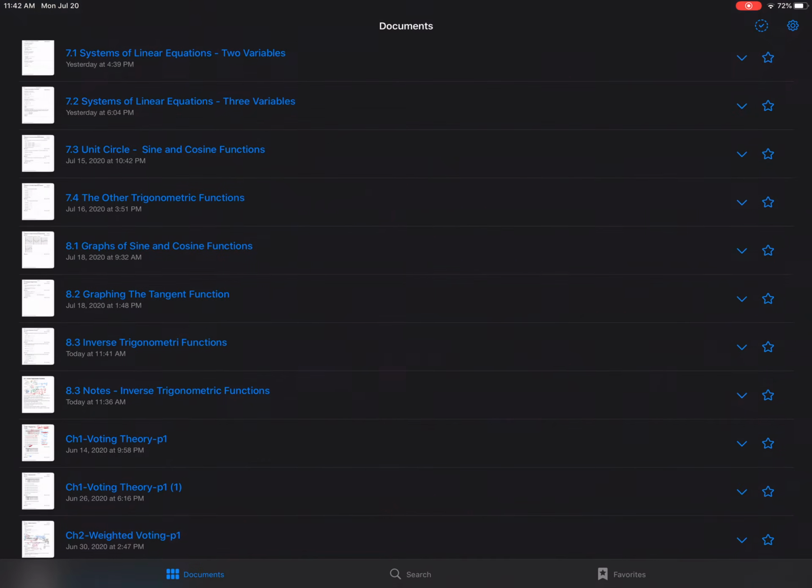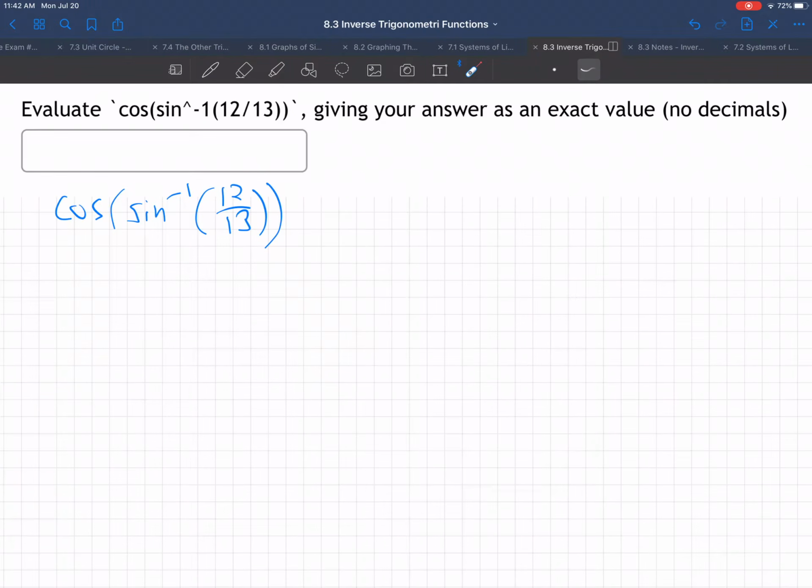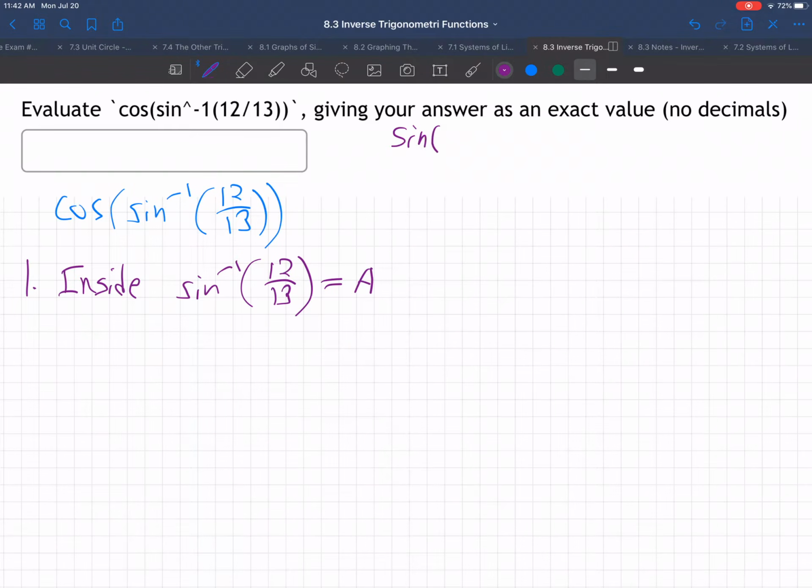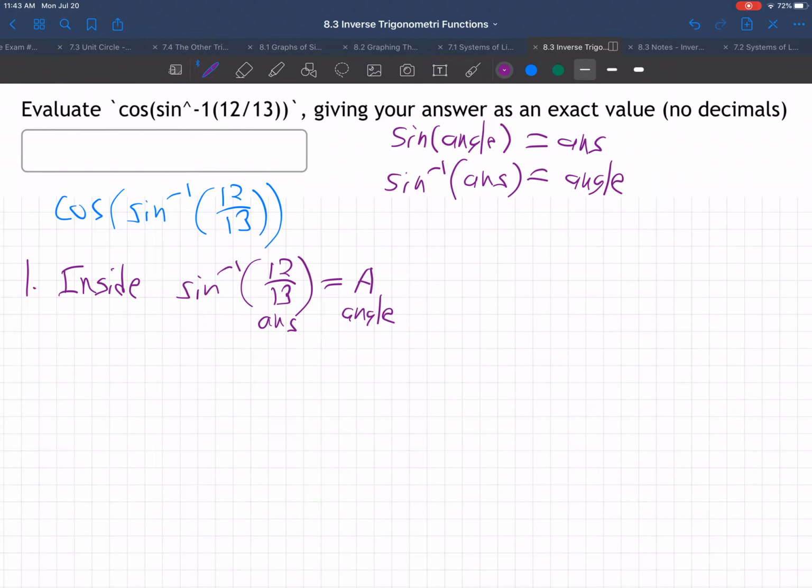So let me show you that. Let's go through the steps here. Step number one, take the inside, which is sine inverse 12/13, and set it equal to A, where A is an angle. Remember how that works? For a normal sine function, we plug in an angle and we get out an answer. For an inverse sine function, or cosine or tangent, it's all the same thing, you plug in an answer, you reverse it, and get out an angle. That's what's happening here. This must be an answer, and this must be an angle, because it's sine inverse.